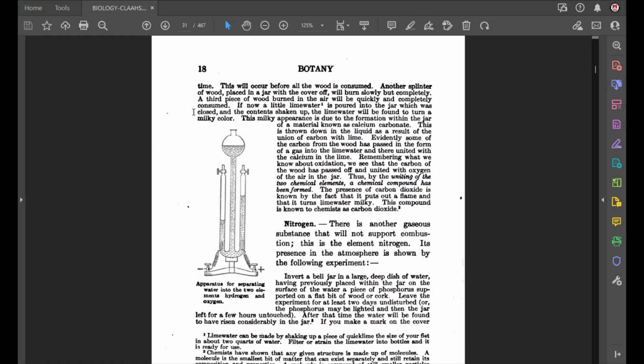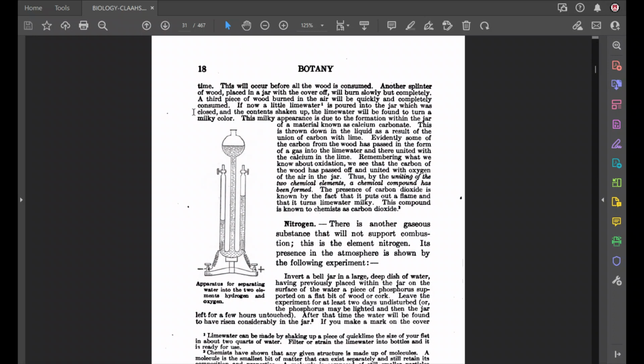If a little lime water is poured into the jar, which was closed, and the contents shaken up, the lime water will be found to turn a milky color. The milky appearance is due to the formation within the jar of a material known as calcium carbonate. So what happens is if you put some lime water in the jar with that burned up wood, it'll form a milky substance called calcium carbonate, because the lime water and the carbon will unite chemically and form a compound substance.